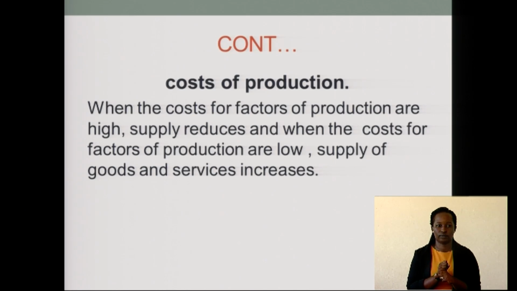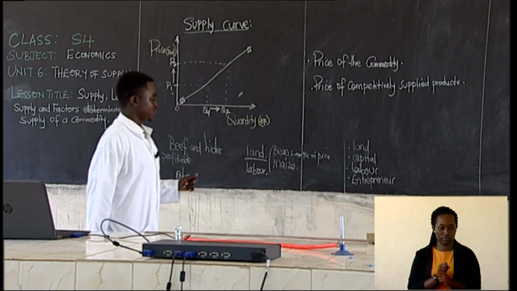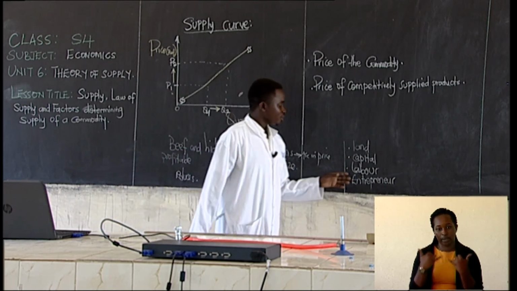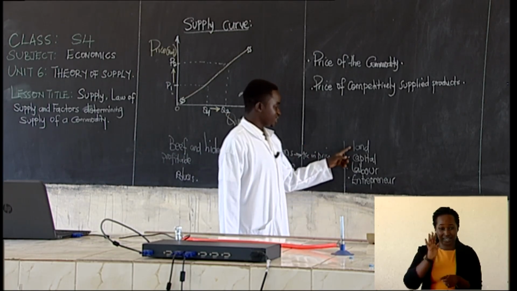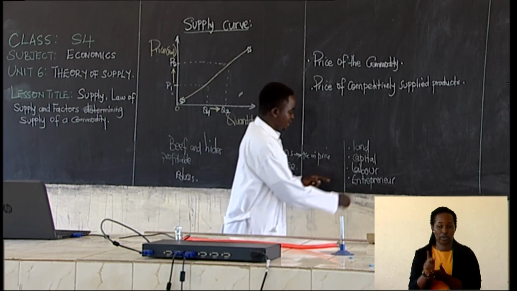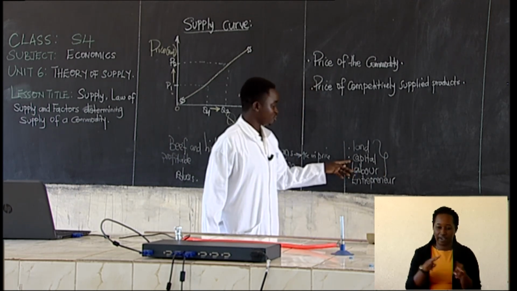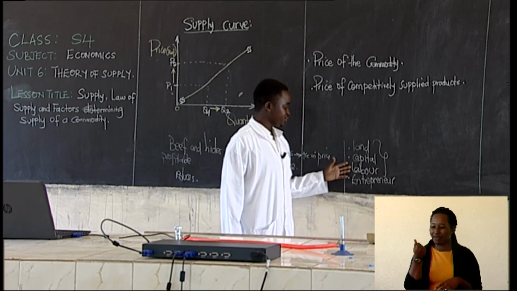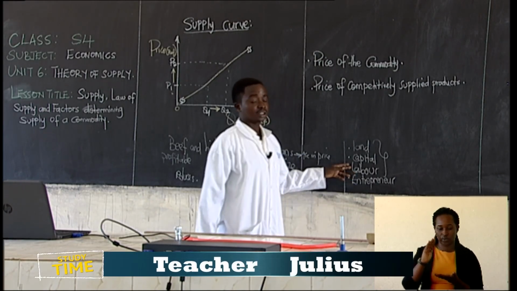The 3 factors of production, and the entrepreneur, who organizes all these factors of production. So now, when the prices of these factors of production, majorly these ones, are very expensive, when it is costly to acquire these factors of production, this will reduce the supply of goods and services.